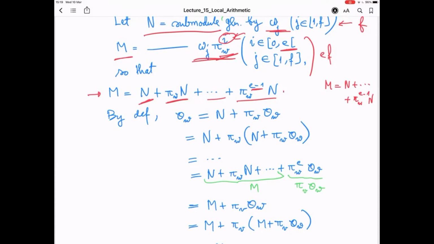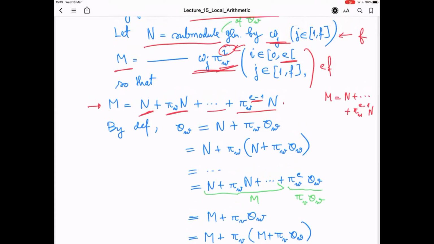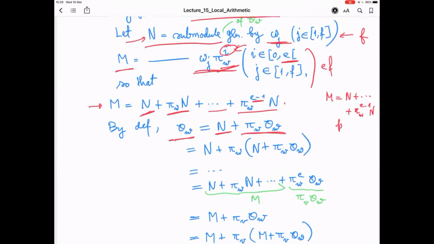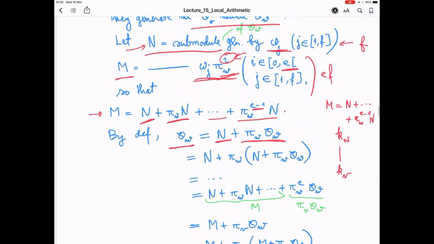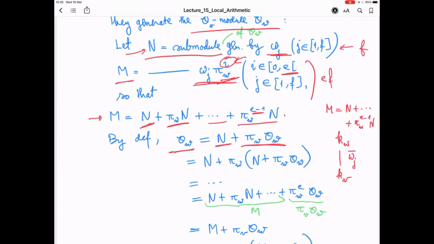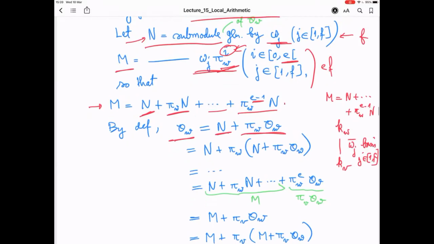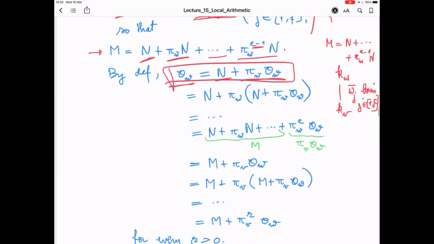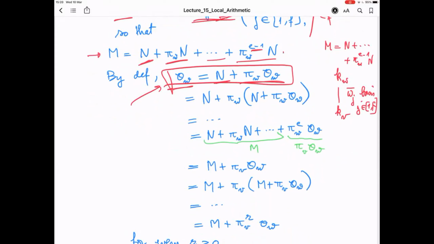But now, by definition, more or less, OW is N, this particular N, plus pi W times OW. Why is that? Because the basis of KW over KV is omega J bar, for J from 1 to F. That's what is being said here. That's what implies that OW is N plus, modulo pi W, and this is what you get. These omega J's generate OW.